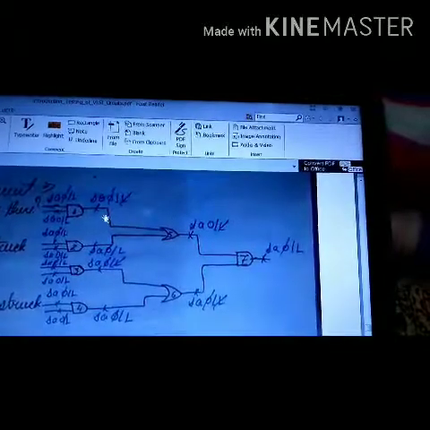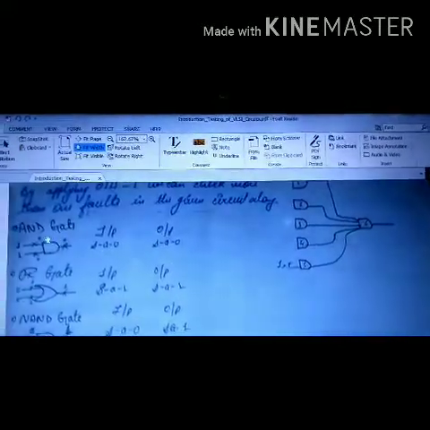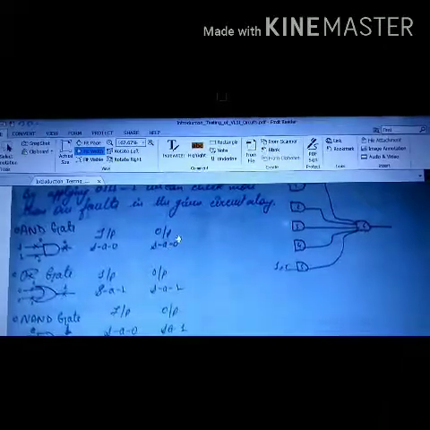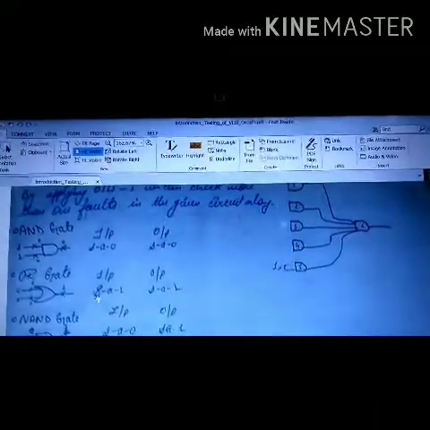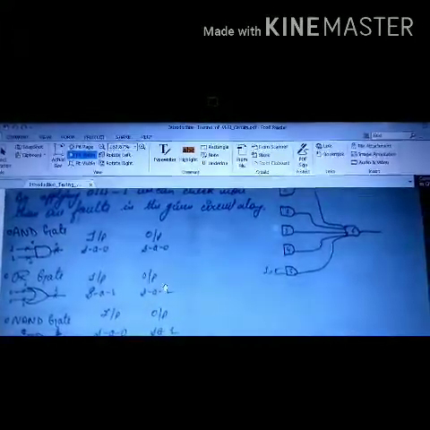We know that for an AND gate, as we have studied here, stuck at 0 fault at the input is equal to stuck at 0 fault at the output, so these will get cancelled. And for an OR gate, stuck at 1 fault at the input is equal to stuck at 1 fault at the output, so these will also get cancelled.